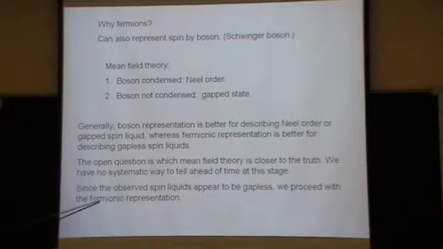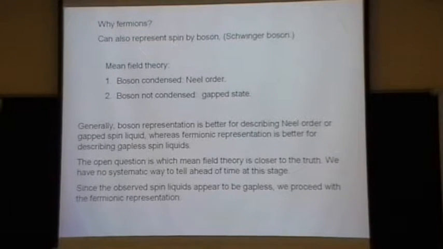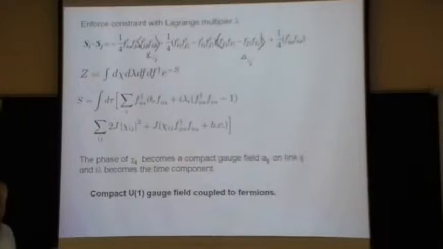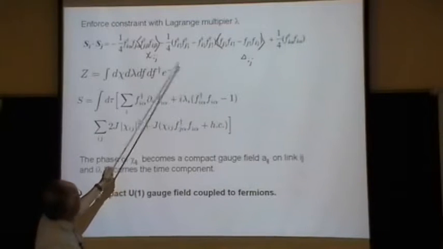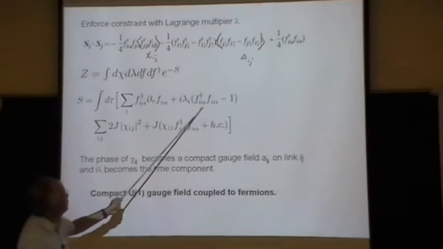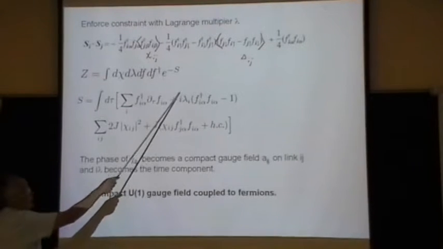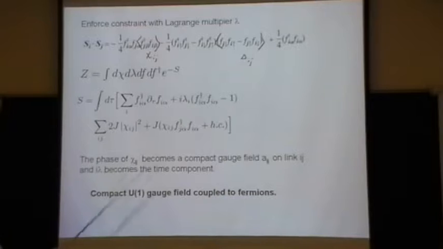Now, as I'll point out, this spin liquid appears to be gapless, so we will proceed with this fermion. That's why I proceed with this fermion. So how do we do this? Well, the first step is that there's a constraint. We can enforce that constraint with a Lagrange multiplier in the action. If we integrate over this Lagrange multiplier, we exactly enforce the constraint.